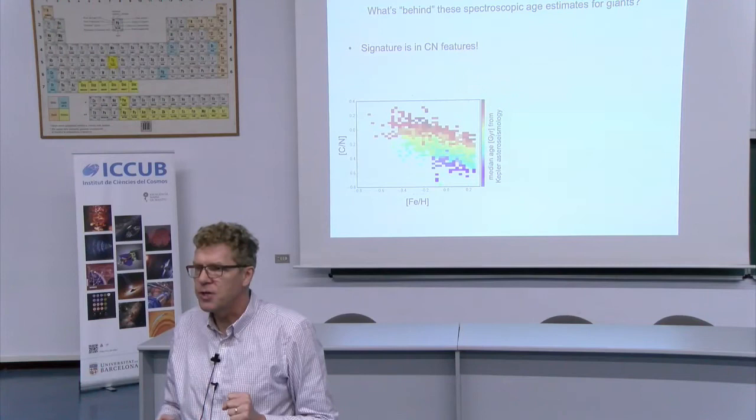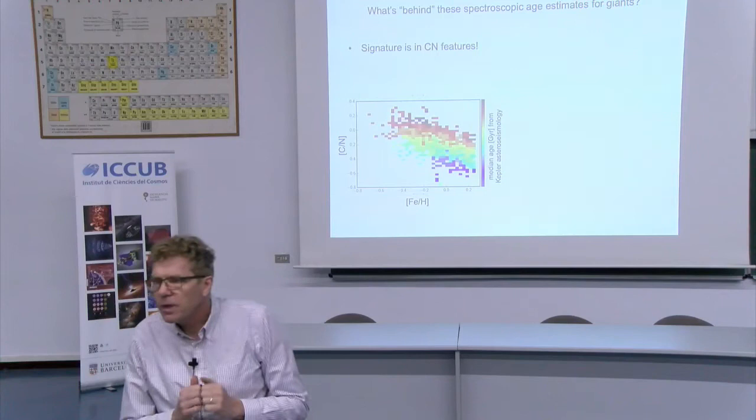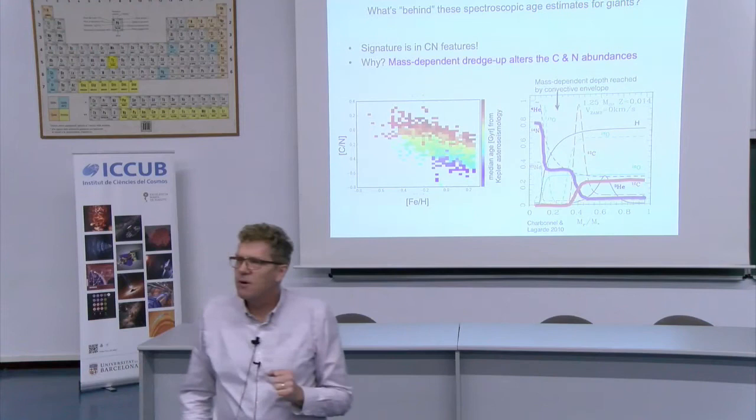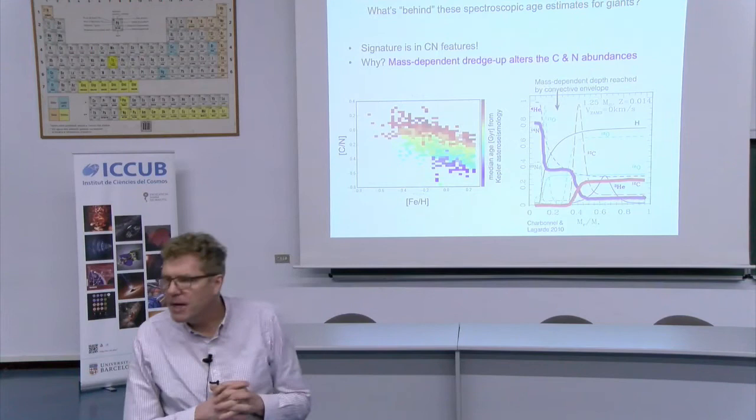And as you can see, if you can measure carbon over nitrogen at a given metallicity, that plot tells you that this actually correlates with age. What's actually even nicer is that there is an explanation of why that is, and that has to do with dredge up. Let me walk you very briefly through this seemingly messy diagram on the bottom right.